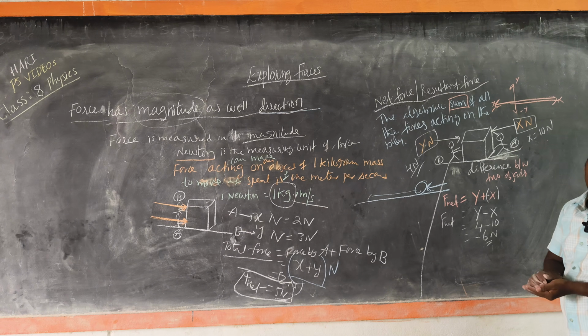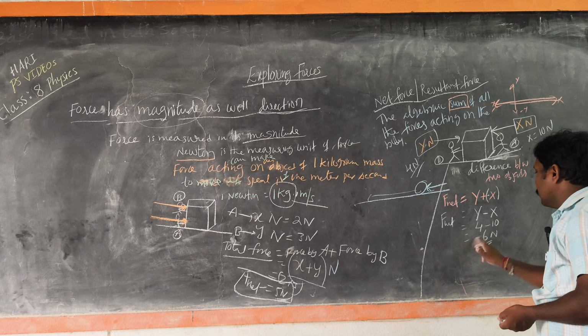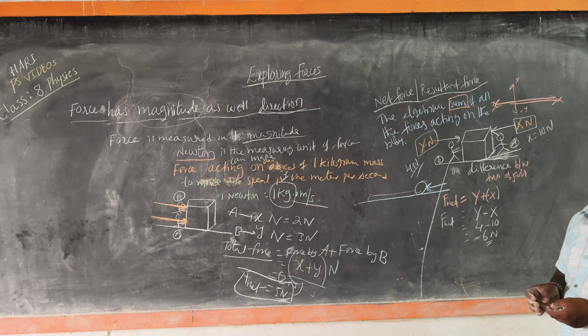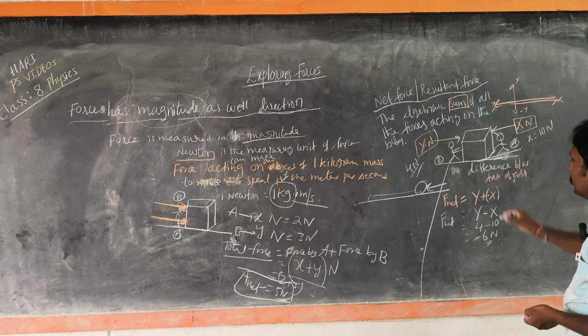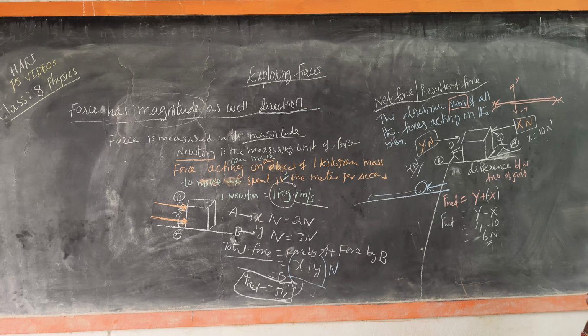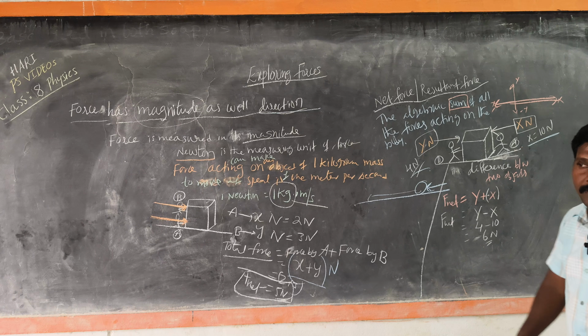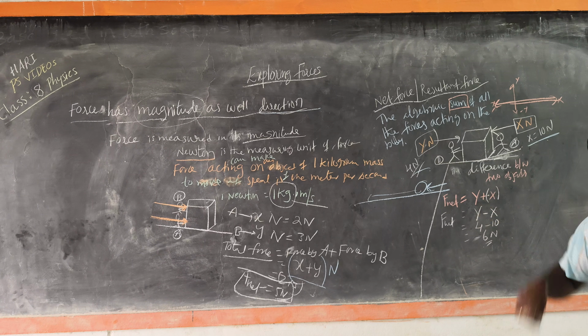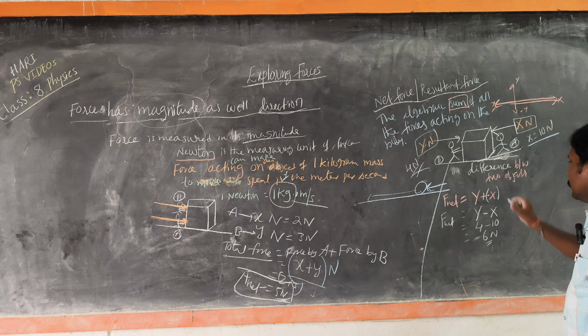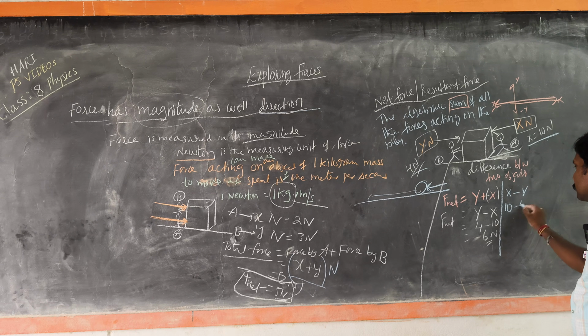but instead of that, we can mention the direction. So in those cases, we have to differentiate from high value to low value. In this case, we can write x minus y. So 10 minus 4, that is equal to 6 Newton of force.